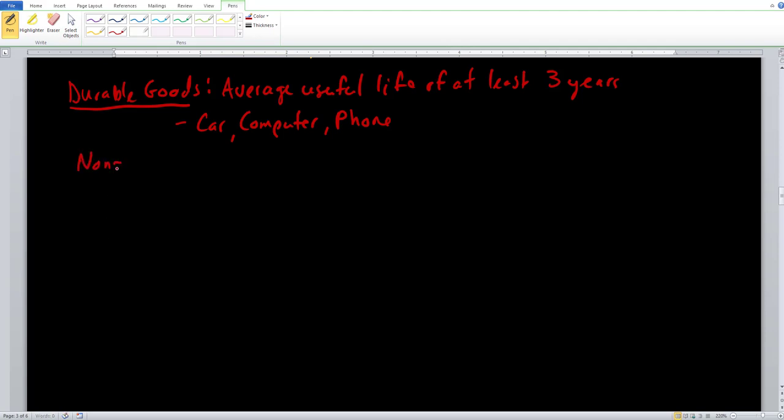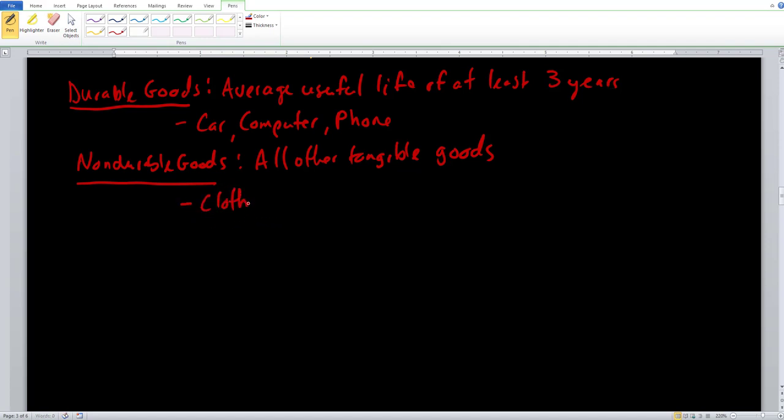Non-durable goods, on the other hand, these are all other goods that don't have an average useful life of at least 3 years. We can basically say that these are going to be all other tangible goods. So here, these are things that we typically use right away, and we typically throw away on a fairly frequent basis. So they don't last us at least 3 years. So things like textiles, things like clothing. A lot of clothes we typically throw out before the 3 years. We can say soap, a lot of food items as well. So here, all other tangible goods are going to fall under the non-durable goods category.